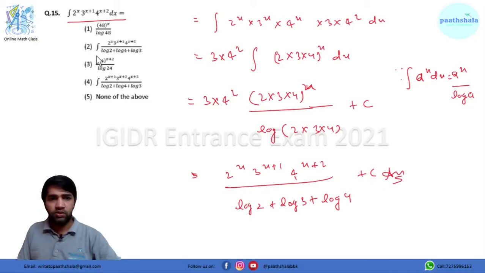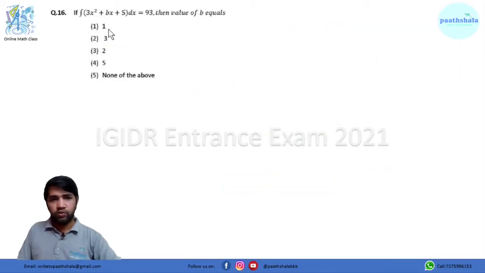So if I go by choices, considering this integral as wrong, okay, so this will be your option. So now let's move to the next question.